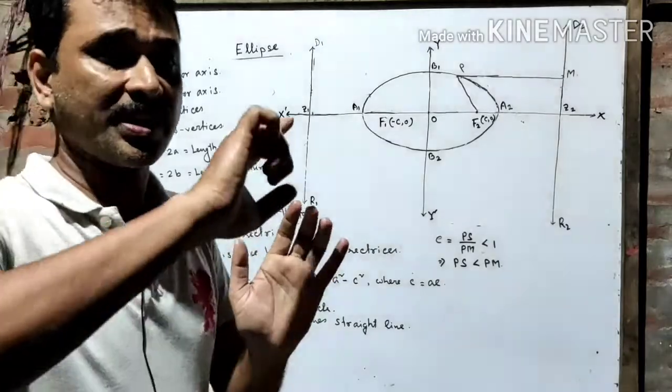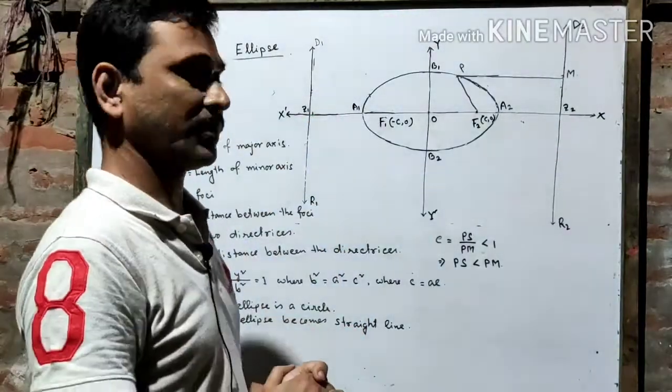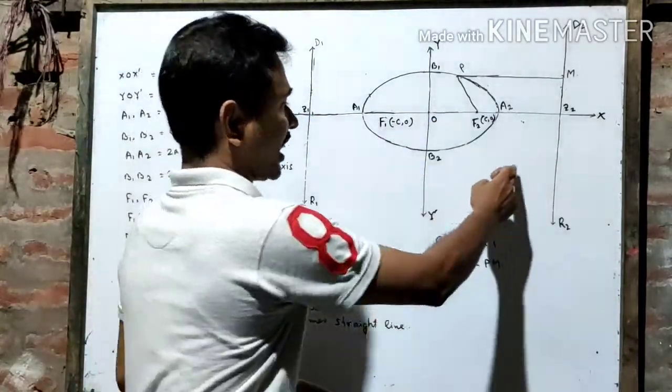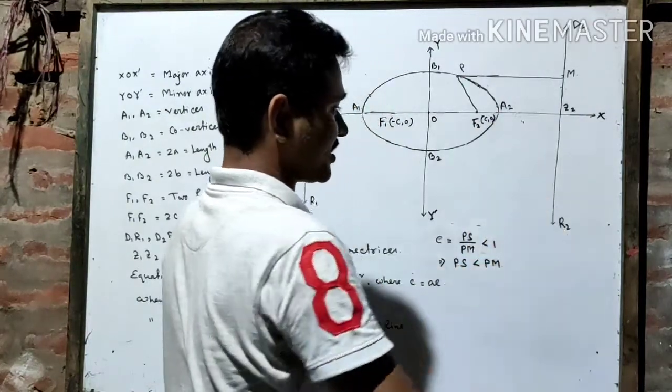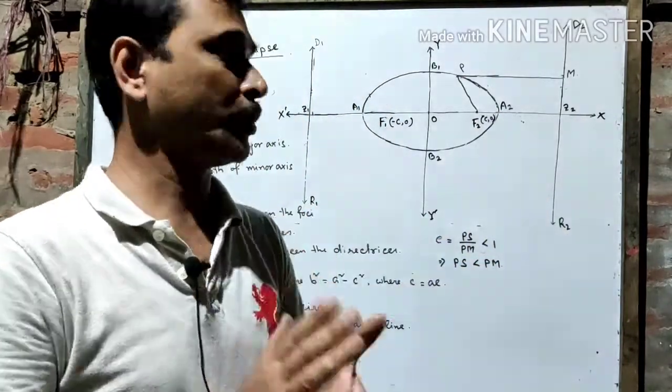So, ellipse is a closed curve. Unlike the parabola, parabola is an open curve, while ellipse is a closed curve.